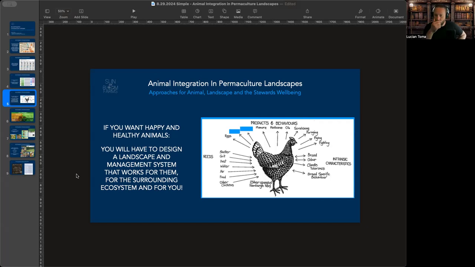So in order to design a space that works for chickens, let's say, we would have to really understand, okay, here's what they're giving us, but here's what they need, and here are their characteristics and personalities. So we need to figure out how to design with that in mind. And we talk about that during the Level Up Permaculture course quite a lot.